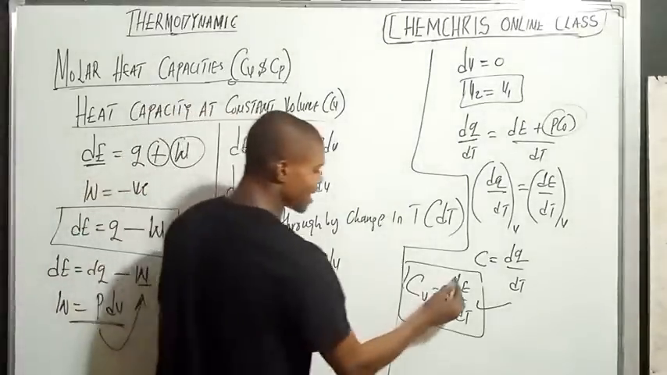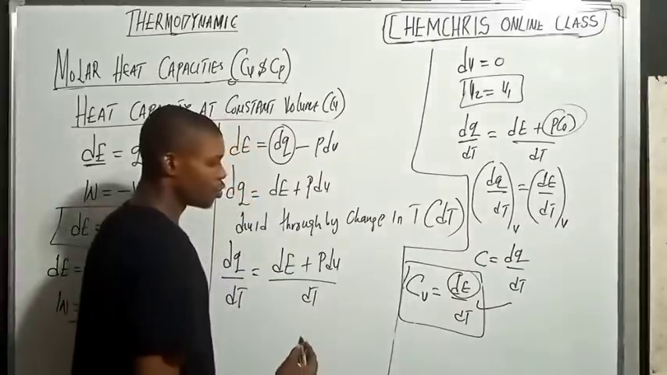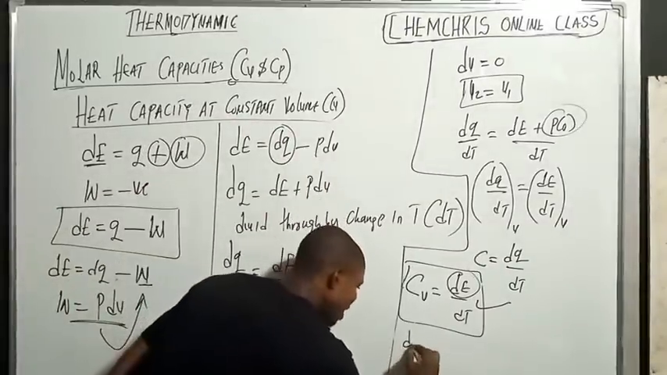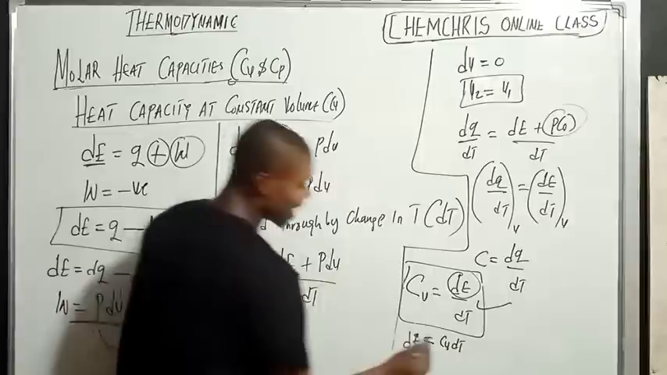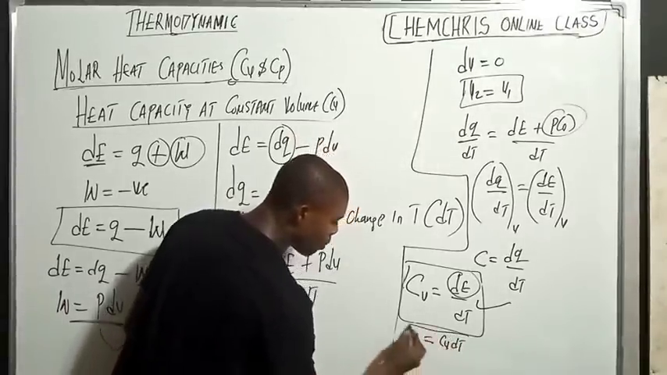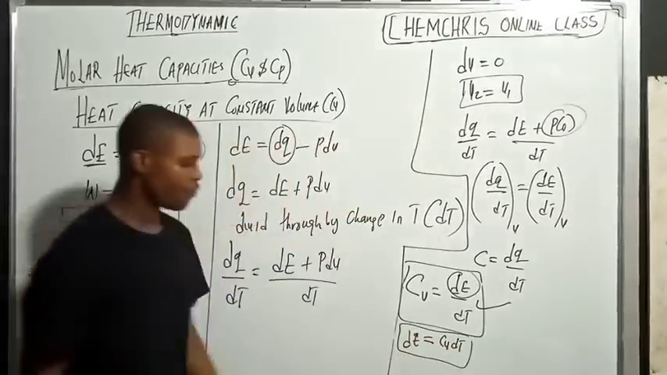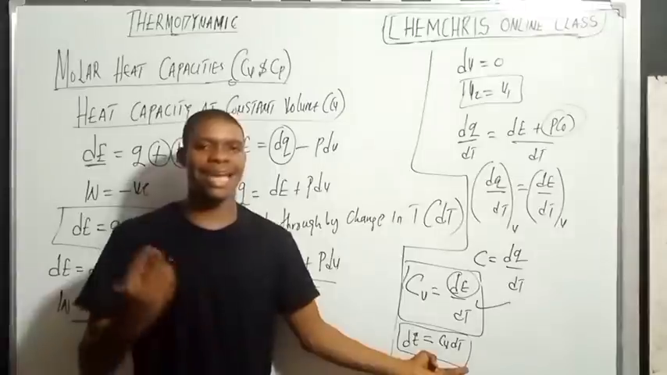Now, if you make delta E the subject of the formula, you get delta E is equal to C_V change in T. Now, remember, we're talking about 1 mole of a gas, right? For 1 mole of a gas. But what about for n moles of a gas?